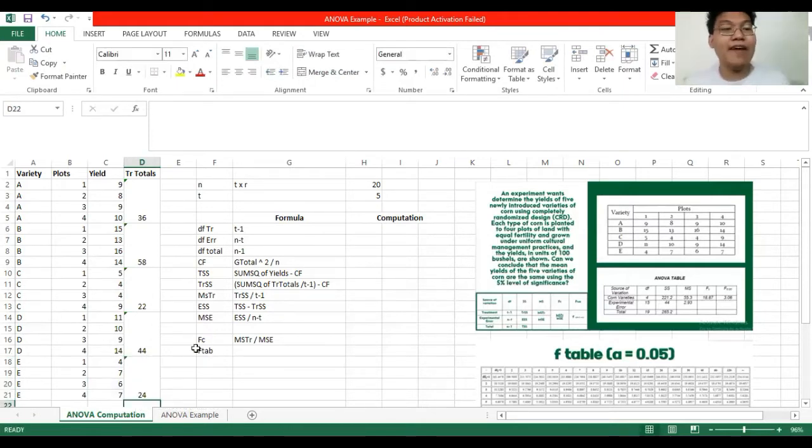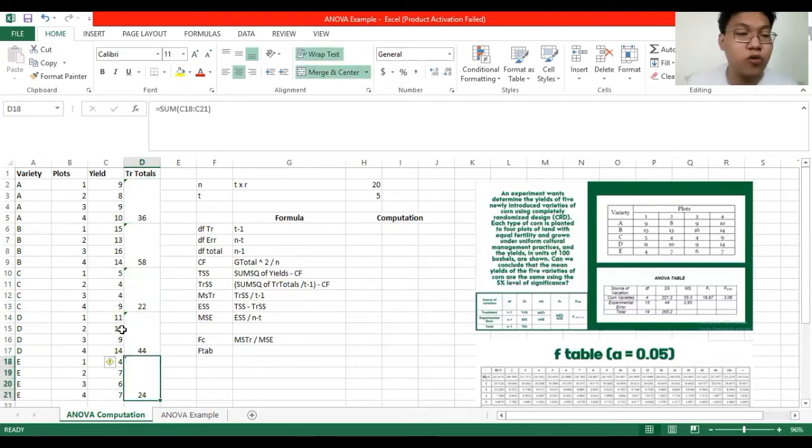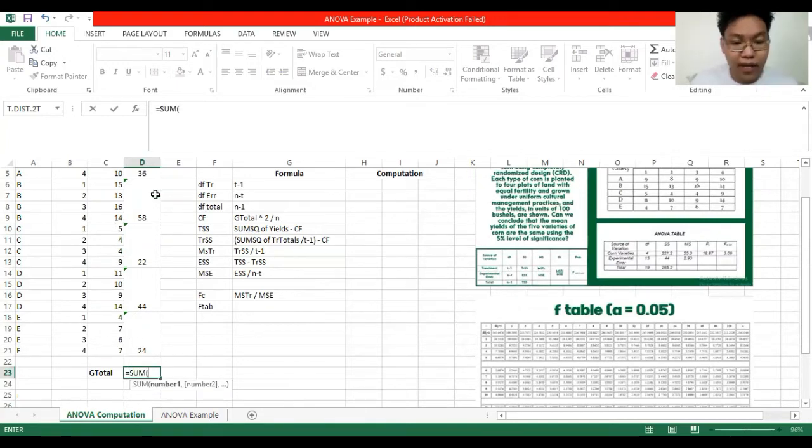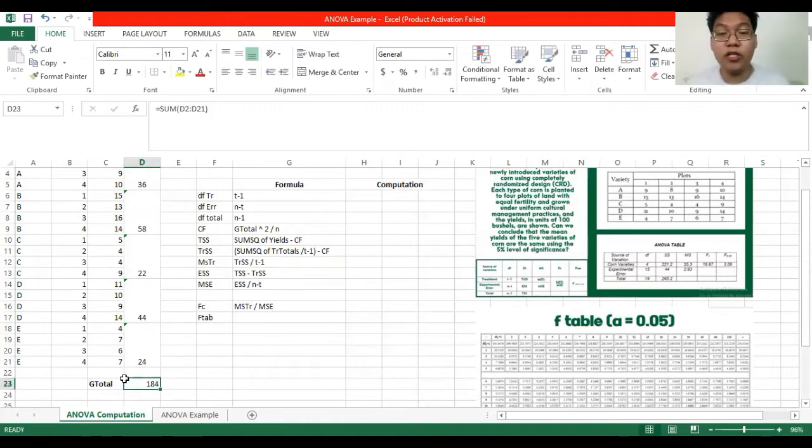So we already have our treatment totals: 36, 58, 22, 44, and 24. So those are our treatment totals. What we need to do next is to calculate the grand total. For the grand total, we will still do the same sum, and we can highlight these 5 and 2. We will arrive with 184, which is also the same when we computed it manually. It is also 184.